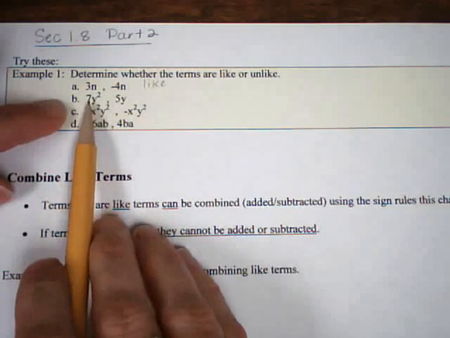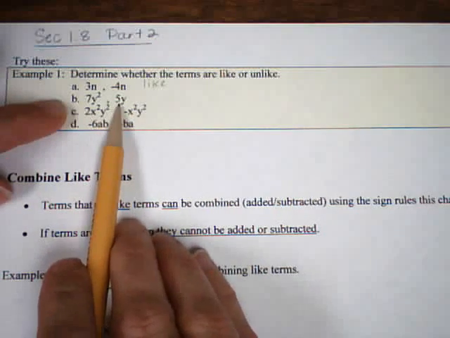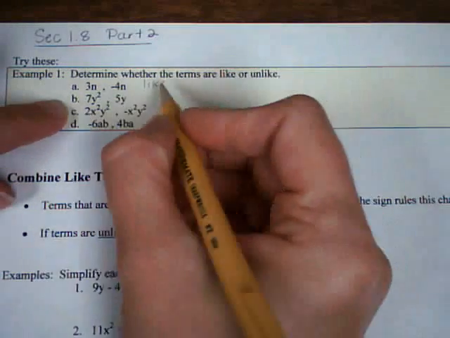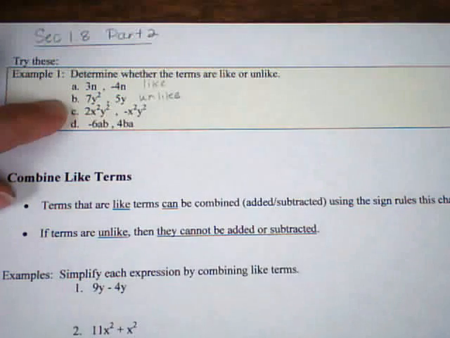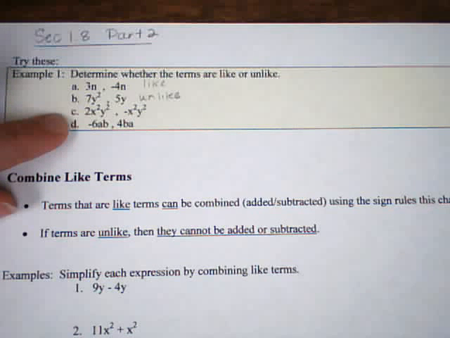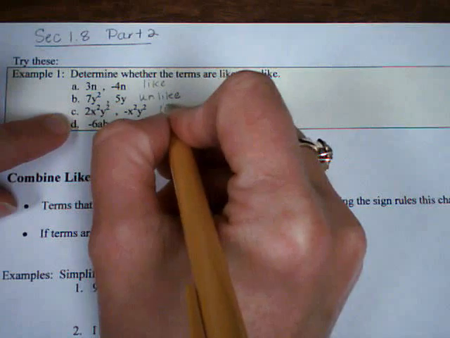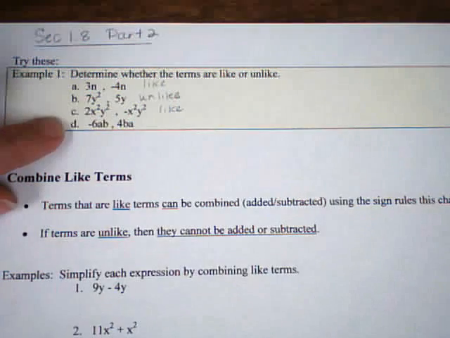Okay, Part B, 7y squared and 5y. These are not like terms. I'm going to say unlike, because one is y squared and one is just y. Part C is 2x squared y squared, negative x squared y squared. They both have the same exact variables raised to the same power, so I say these are like terms.